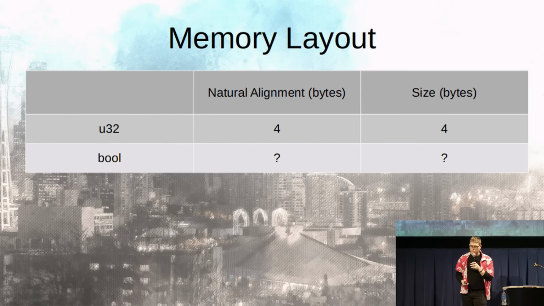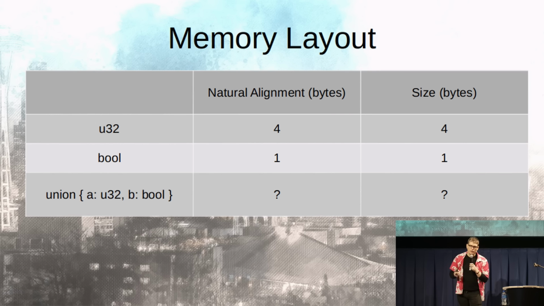So let's go a little different. All right, a bool. Natural alignment is? And size is? All right, I heard some different answers. So alignment's actually 1. You can just load a bool even if it's not aligned, you can just load 1 byte, no problem. Alignment 1, size 1. All right, next challenge. A union with a u32 and a bool. Natural alignment is? 4. I'm hearing 4s. And size is? All right, I'm hearing all correct answers.